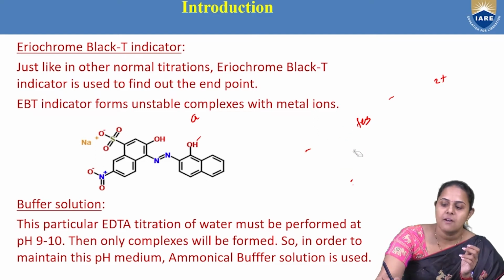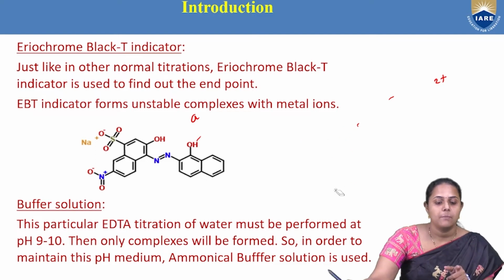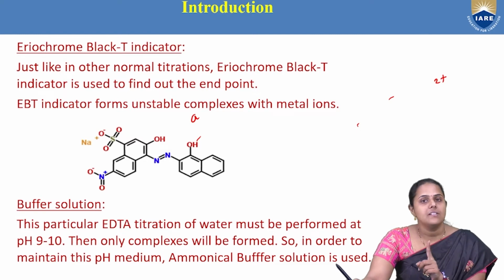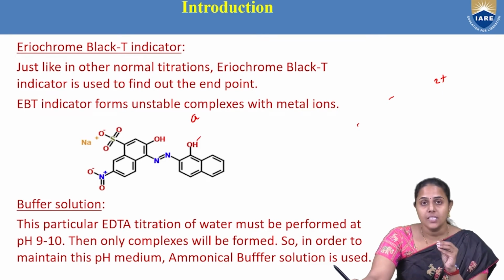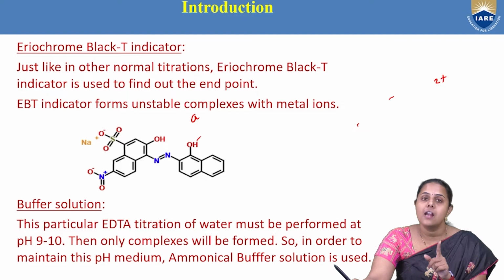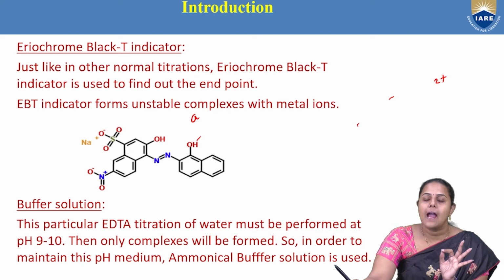We are talking about these buffers because in this experiment we will be using ammoniacal buffer solution. Ammoniacal buffer solution is a basic buffer, which will maintain a basic medium. That is clear. This experiment, the estimation of hardness of water by EDTA, must be performed only in the pH medium of 9 to 10. Only at pH 9 to 10 will the complex formations take place. That's why we will be adding the buffer solution, that is ammoniacal buffer solution.